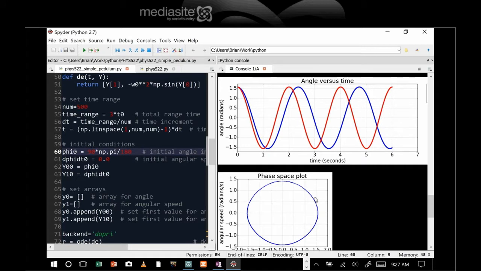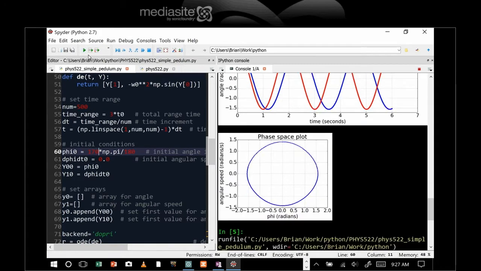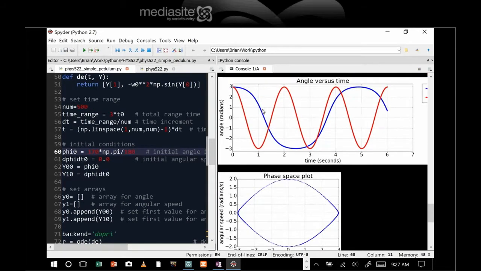And you can see this guy's not circular anymore. And, you know, we can get really extreme here. We can say, well, let's make it 170 degrees. And you can see here, whoa, look at that. Obviously, this is not a sine function. That's the solution for the pendulum. And again, it gets kind of a football shape here. Okay, that's what I'm showing you there.